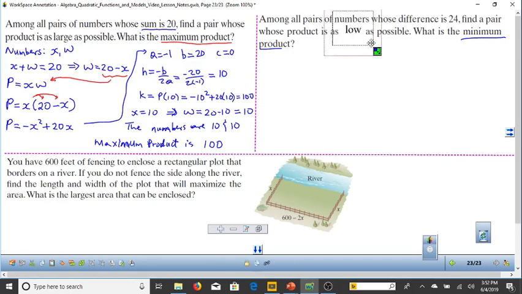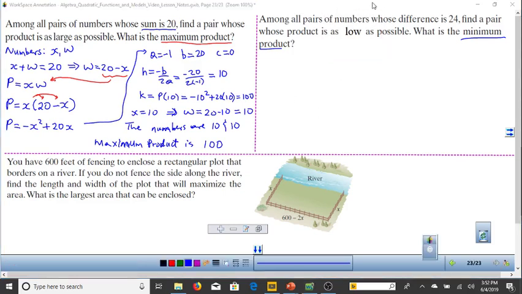All right, let's see what we have. For this one, again, we need the two numbers. I'm still going to use the two variables x and w, because I don't want to confuse the y. So let's say w minus x is 24. That means w is x plus 24.